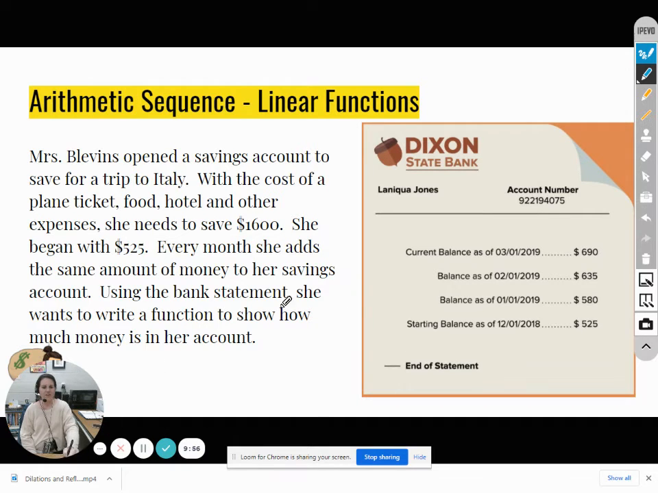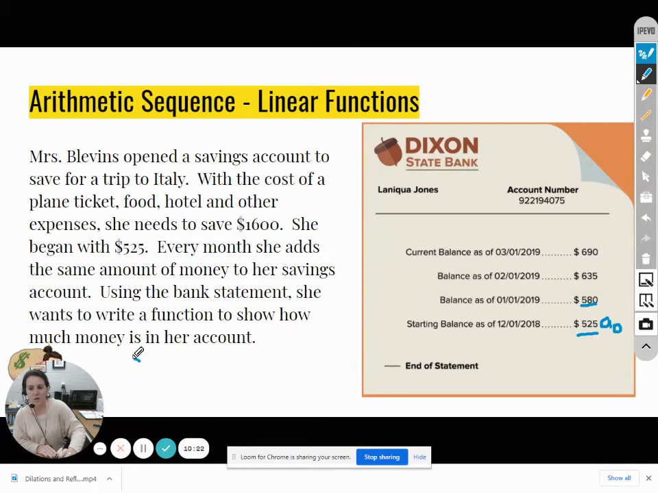This 525, while it is my starting balance, is how much money I put in my account. This is like saying I started with this amount. So instead of my A sub 1, it's my A sub 0. I started with this, but after 1 month, this is how much money I have. So to determine how many months it's going to take me to get to my goal, I want to use this amount as my starting balance.